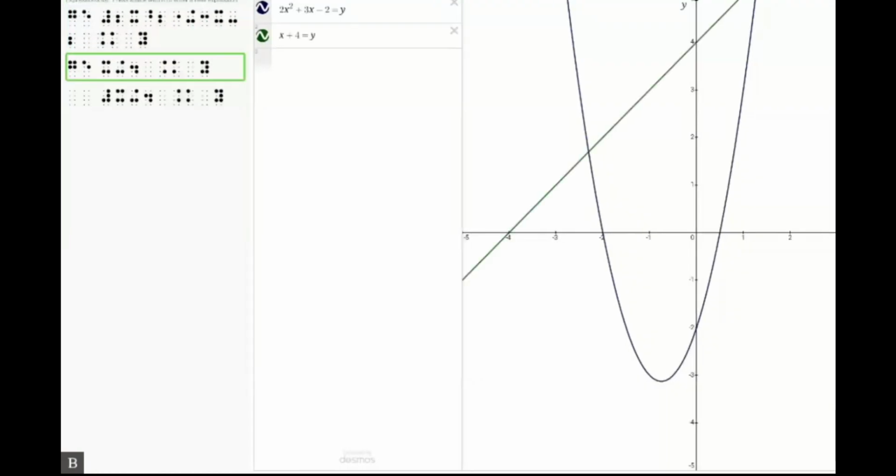And now I see I have two expressions here. I have the original 2x squared plus 3x minus 2 equals y, and that is graph enabled. And now I have a second expression, x plus 4 equals y. And I'm going to press the Enter key, or Enter with G.